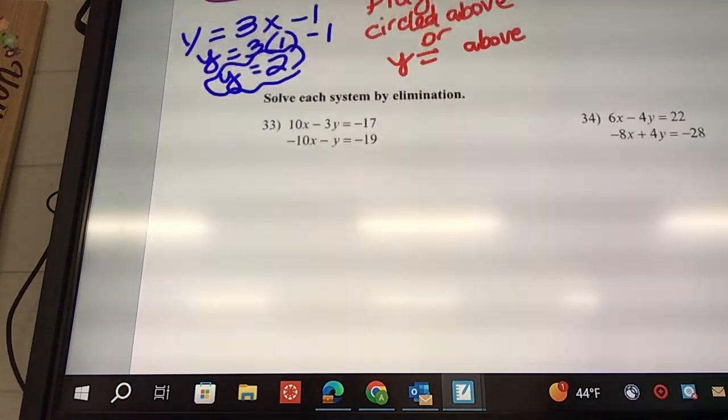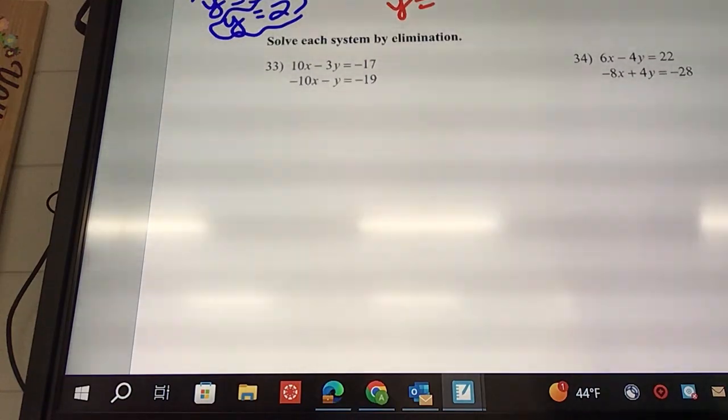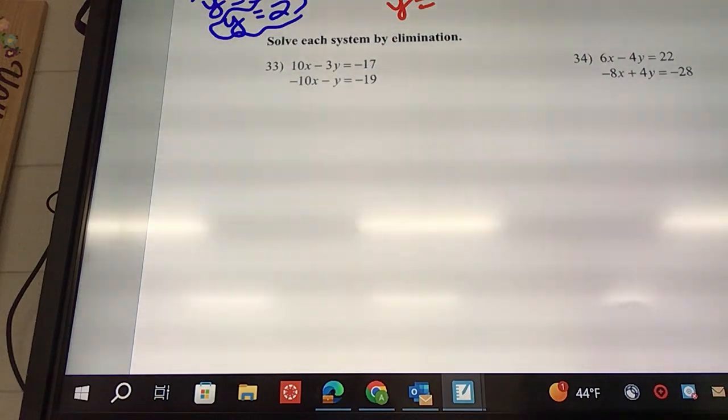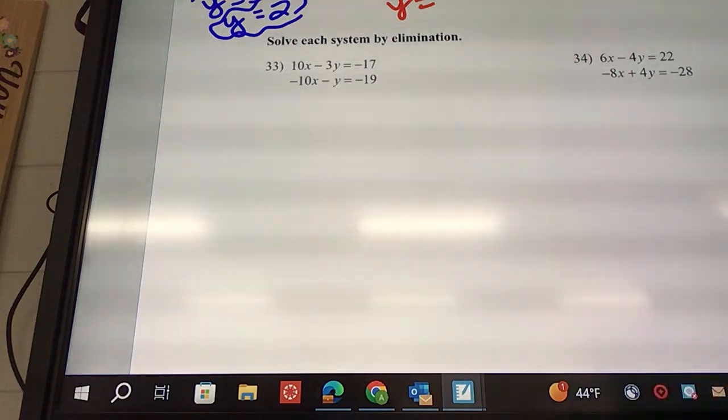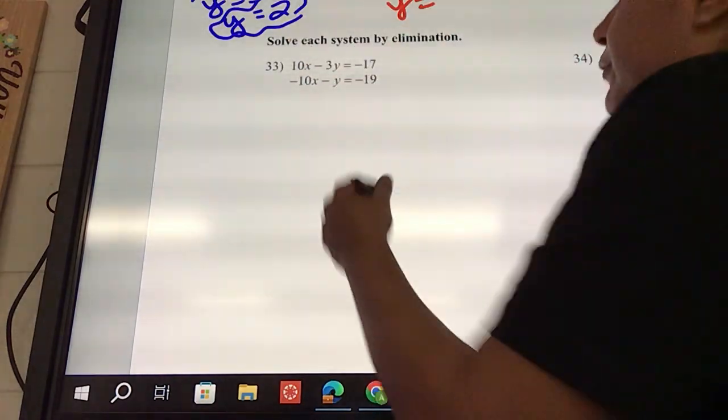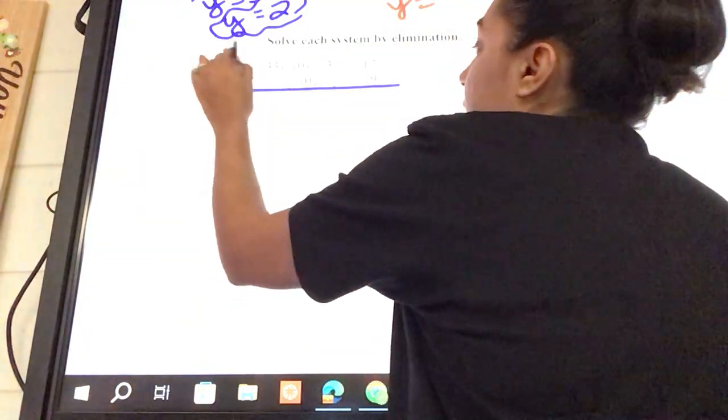Okay, our very last one, and again, if you're not done, push pause. Our very last one is going to be elimination. So we know that we need to add them together. Eliminate means to get rid of. Negative 10 plus 10 is only 0 if we add them. So we're going to add these two together.